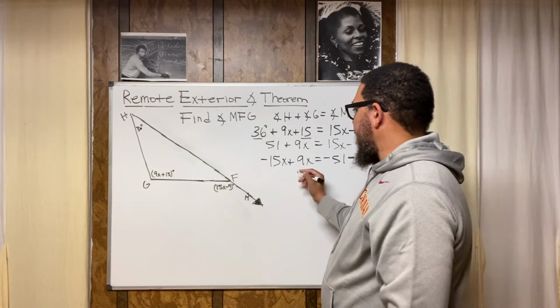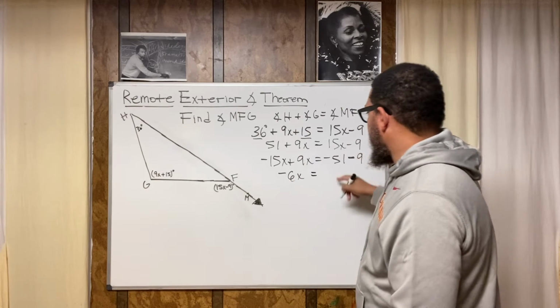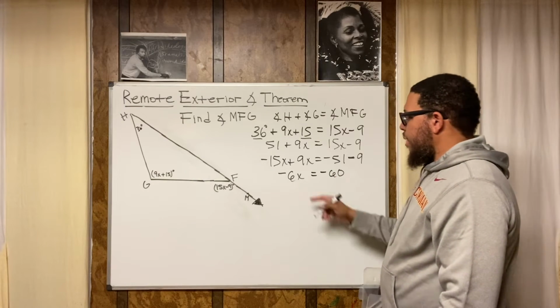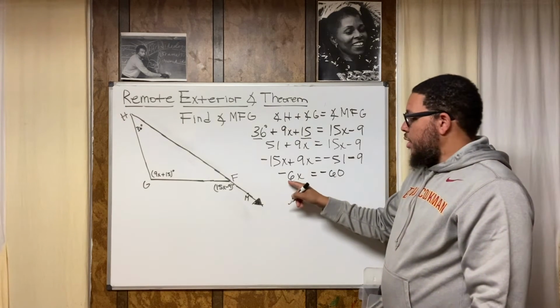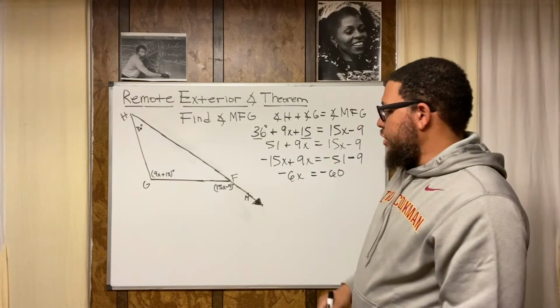Negative 15x plus 9x is negative 6x. Bring that equal sign down. Negative 51 minus 9 is negative 60. All right? Now, I'm about to get x by itself. In order to solve for x, I got to get rid of negative 6. I do the inverse operation.